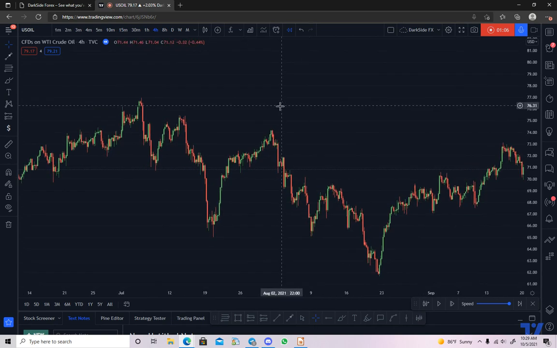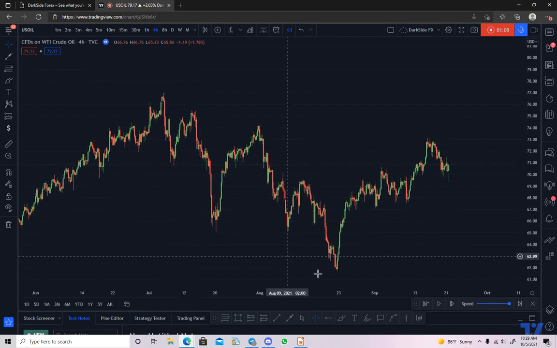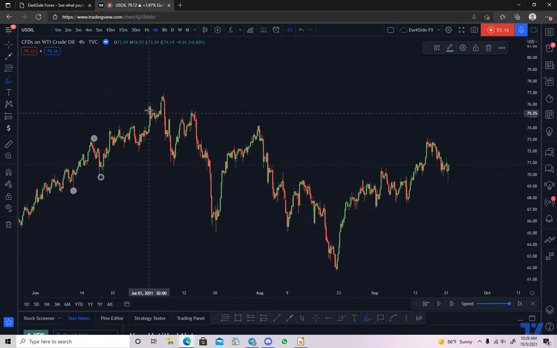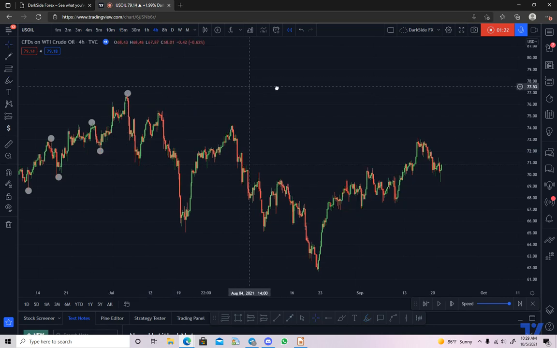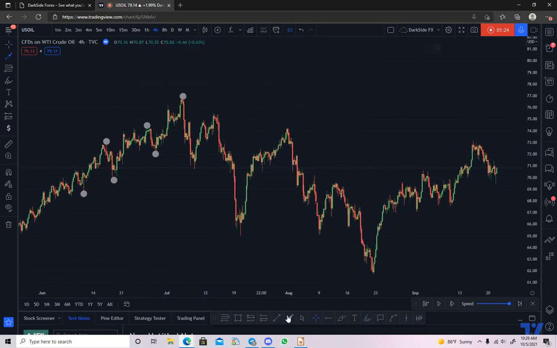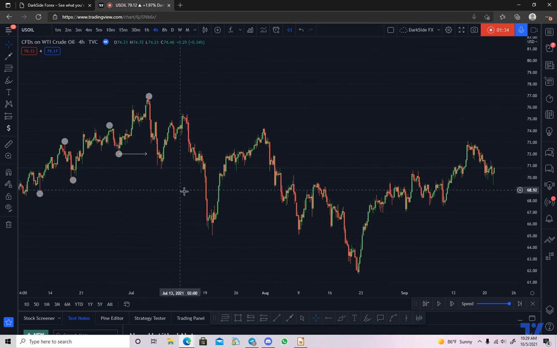Now, as you can see, let's mark out some basic structure for everybody. You've got ascending structure. Go ahead and mark that out right into here. We will call this our break of structure. At this point, we're looking at a structural trader strategy. So we've got our higher high, higher low, higher high, higher low, higher high. We've got our break of structure, absolutely.